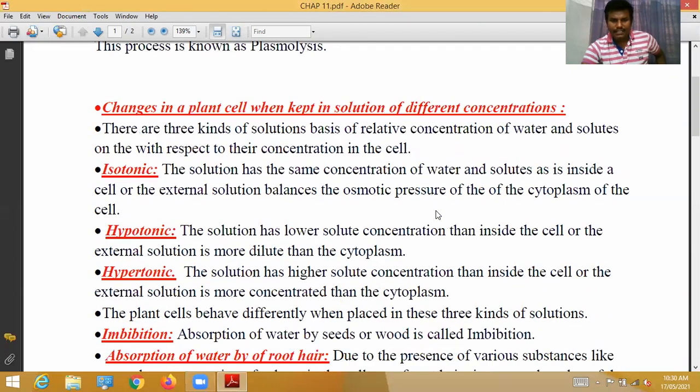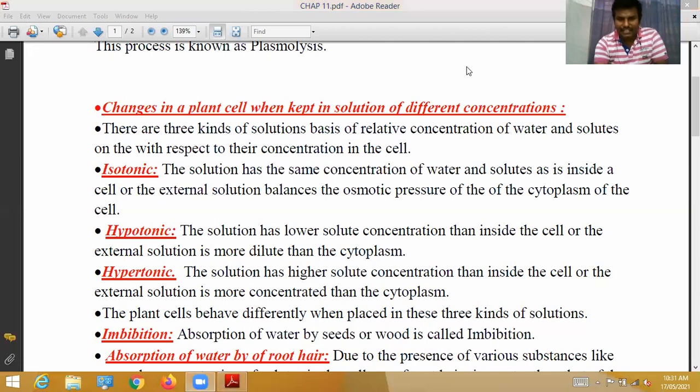Next, see the changes that take place in a plant cell when kept in different solutions of concentration. Generally, we have taken one plant cell from the plant. If we keep that plant cell in different solutions, depending upon those solution concentrations, the plant cell shows various kinds of changes. That is what we will see here.